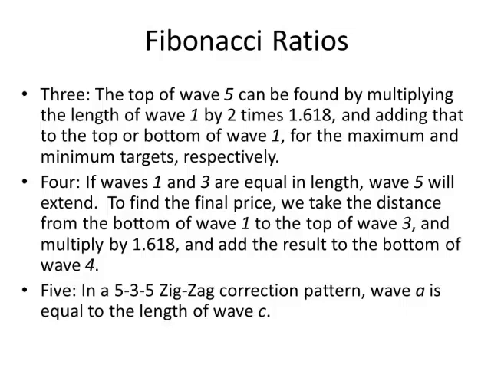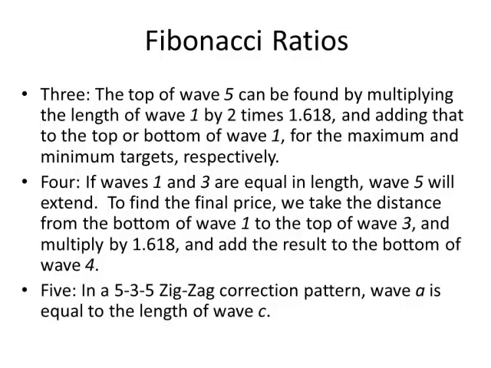So if waves 1 and 3 are equal in length, wave 5 will extend. If you remember, we said that if two of the impulse waves are equal, one of them will be extended. So once we see waves 1 and 3 being equal, we'll know that wave 5 is going to extend. To find the final price, we take the distance from the bottom of wave 1 to the top of wave 3, multiply that distance by 1.618, the Fibonacci ratio, and then add that result to the bottom of wave 4. That gives us where we expect wave 5 to finish.